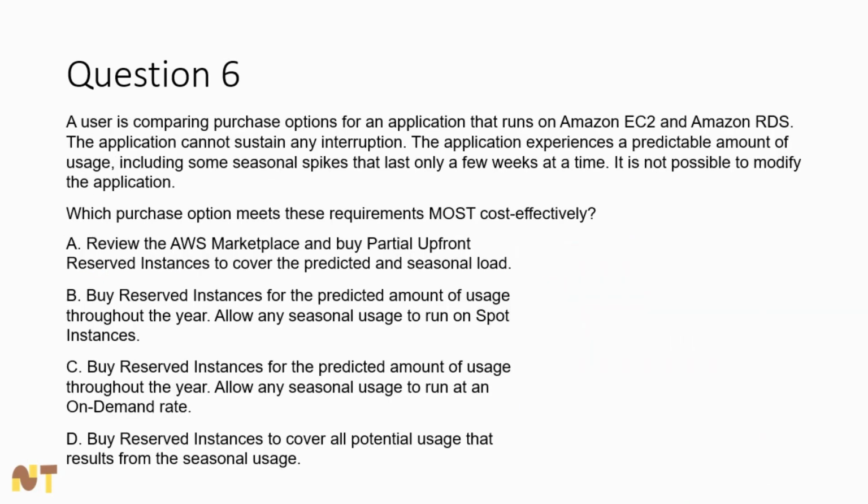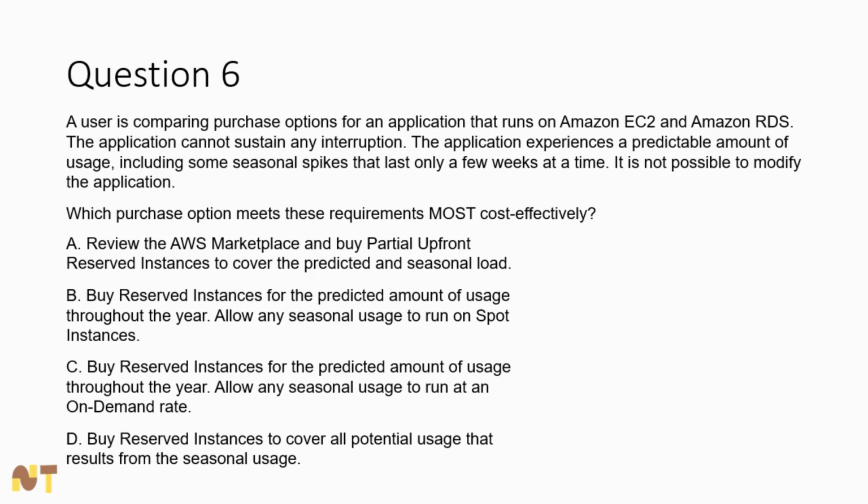A user is comparing purchase options for an application that runs on Amazon EC2 and Amazon RDS. The application cannot sustain any interruption. The application experiences a predictable amount of usage, including some seasonal spike that lasts only a few weeks at a time. It is not possible to modify the application. Which purchase option meets these requirements most cost effectively?